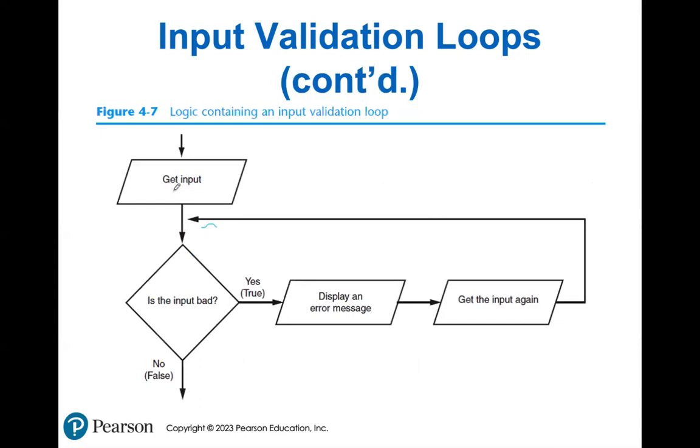So everything that happens here in this flowchart: we get some sort of input from the user. It doesn't matter what it is. We get some sort of input, and then we just ask a question. Is the input bad? Do we want this input or not? If this input is bad, then we're going to display an error message, maybe specifying please enter your name or please enter your age. And then we're just going to get that input again.